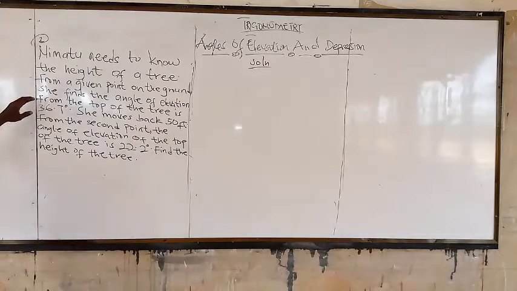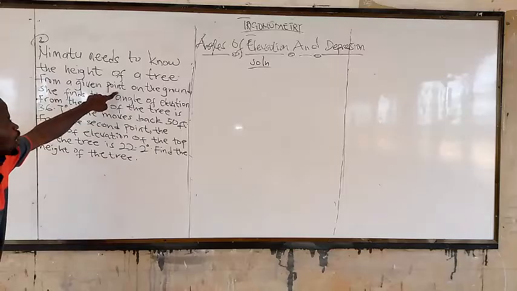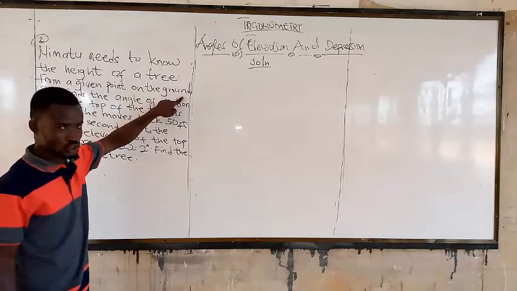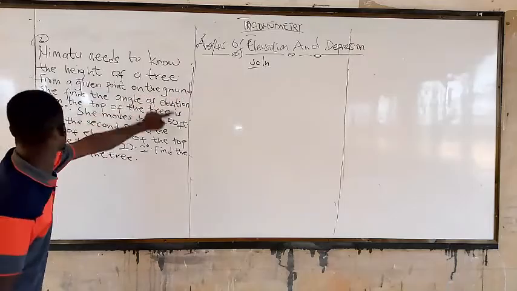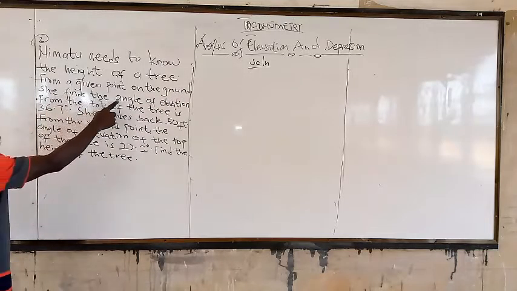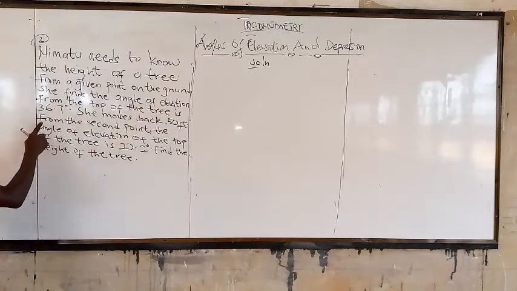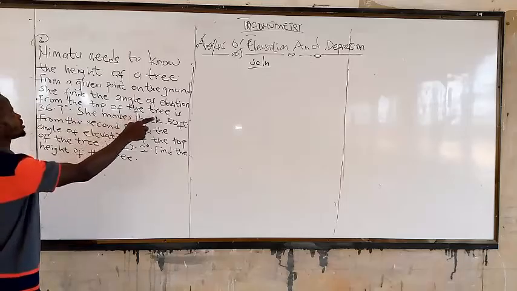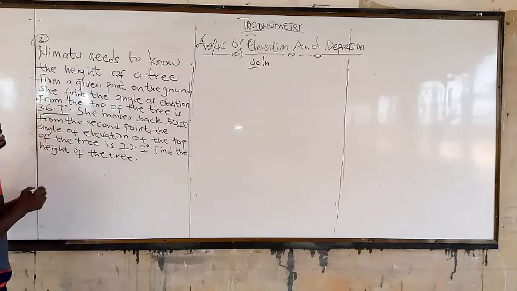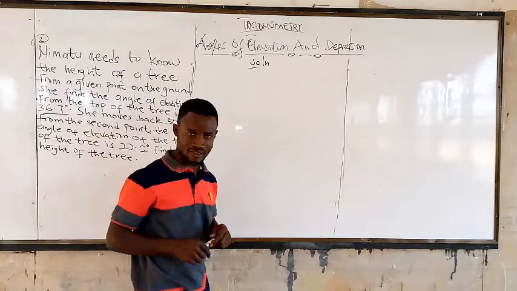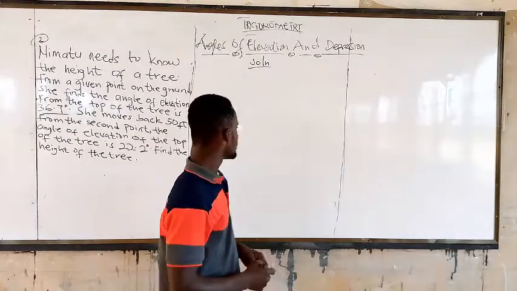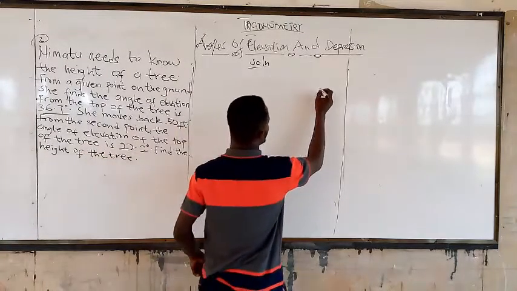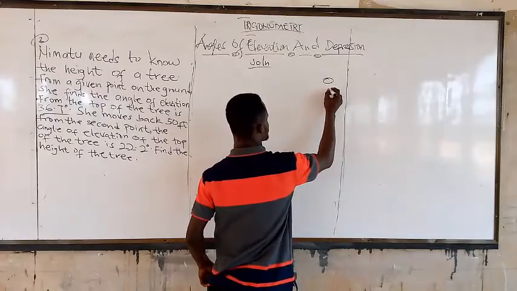Nimatu needs to know the height of a tree from a given point on the ground. She finds the angle of elevation from the top of the tree is 36.7. Alright, so let's assume this is the tree.